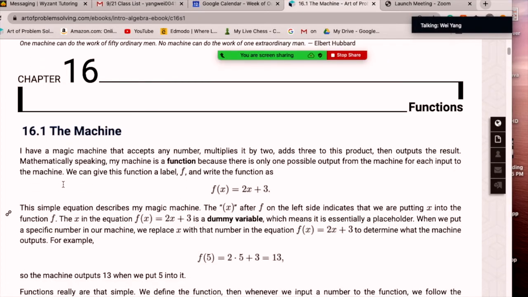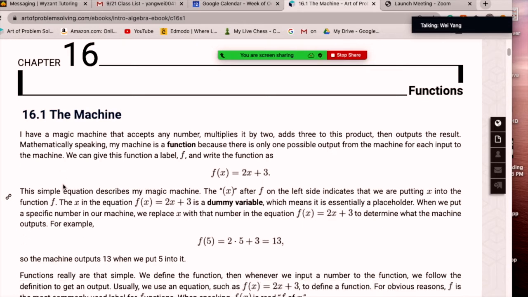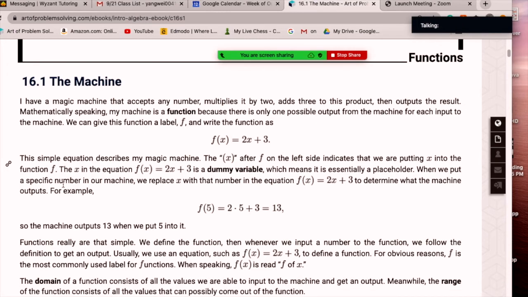This chapter is called functions. So what is a function? You need to learn what a function is first. A function is actually a relationship between two variables, right? Usually we use x to represent the variable, then use y to represent the function.